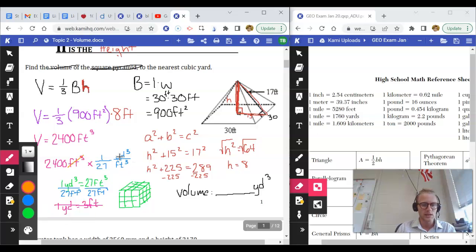All right, so feet divides feet. I'm left with just yards. And that would be 2,400 times 1 divided by 27. So if I do that, 2,400 divided by 27, I get, and it says the nearest cubic yard, it's 88.88 repeating. That would be 89 yards cubed.